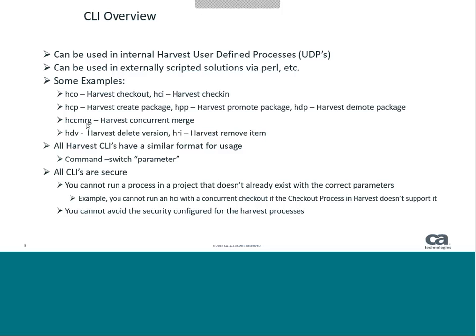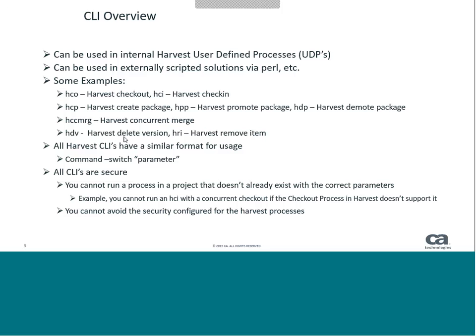I'm not saying that that is what you should do, but that is something that you can do from an automation point of view, and it allows you to start having some more control over what's happening in your development process in your organization. I'll go through some of these examples, but there's some basic things like Harvest check-in, Harvest check-out, creating packages, promoting packages, demoting packages, concurrent merging. You can delete versions, remove items. Every single function that you can perform in the tool can be done through a command line interface. So if you can think about doing it, you can perform that with a CLI.